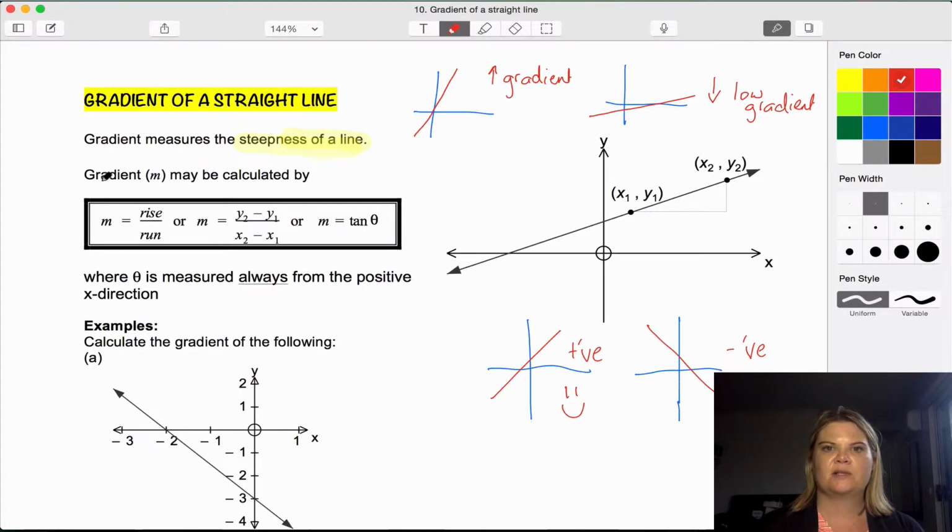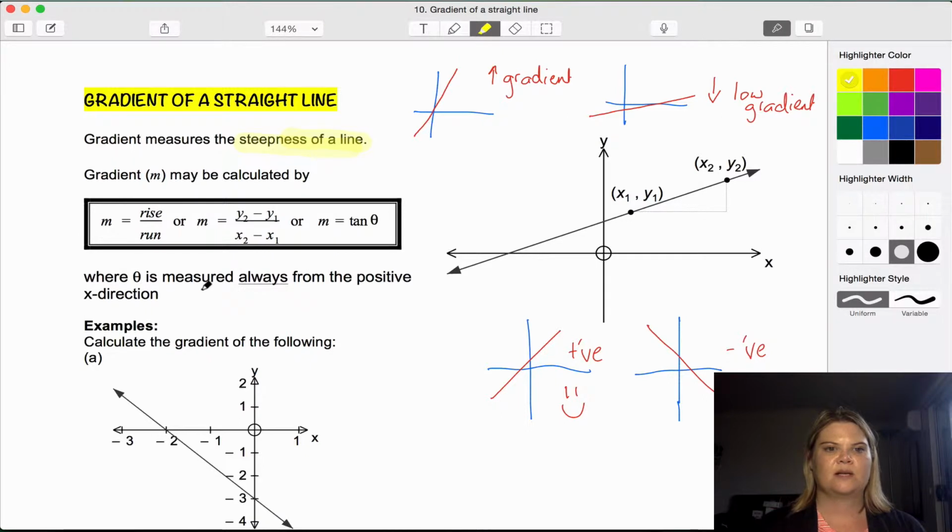I've put some formulas that you will have used in the past up the top in this box. We use m to represent gradient. You can use rise over run, which is probably the first formula you were taught. You can also use m equals y2 minus y1 over x2 minus x1. And we're going to add a new one to that, m equals tan of theta.